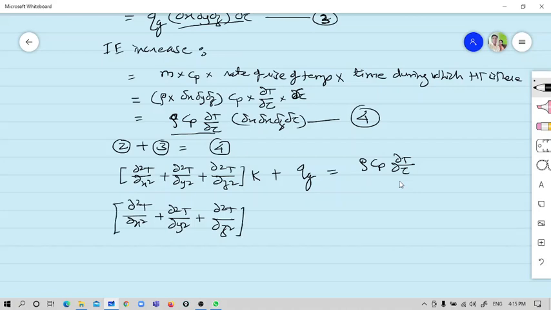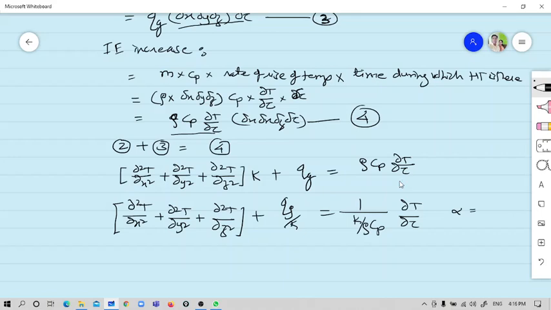After dividing by k, this k will be cancelled, plus you will have qg by k. This will be equal to rho Cp upon k, or I can also write it as 1 upon k upon rho Cp. I will tell you the reason why I have written it like this. Into you have ∂T by ∂τ. Now this term is called alpha. So alpha is equal to k upon rho Cp.